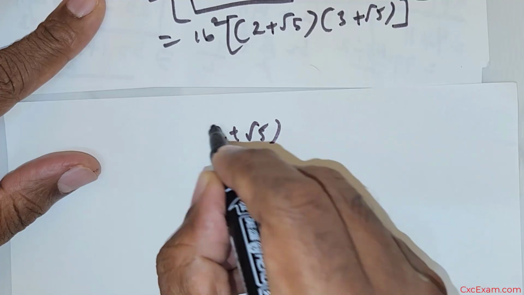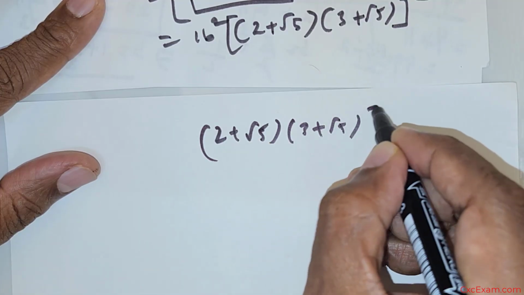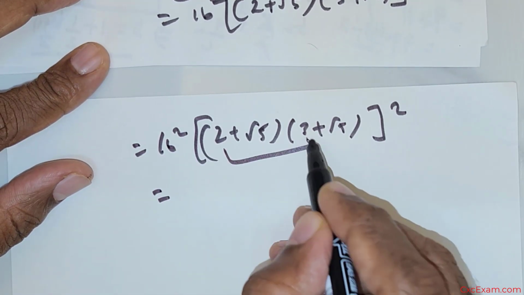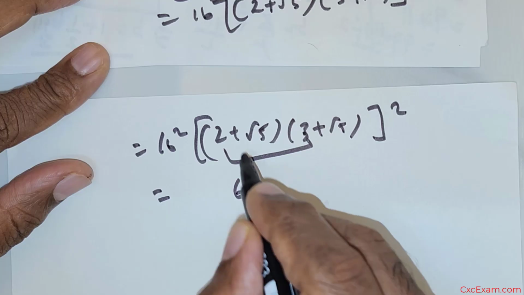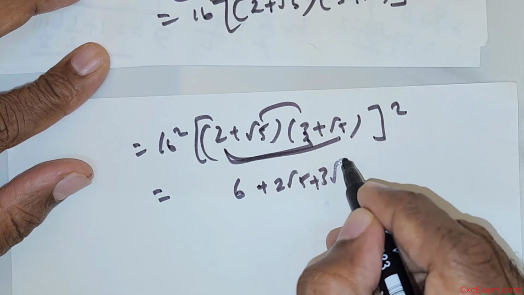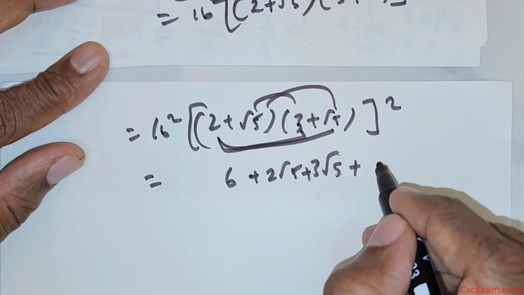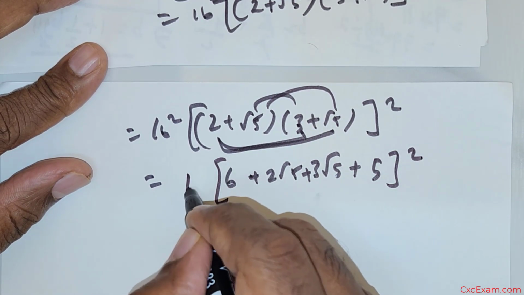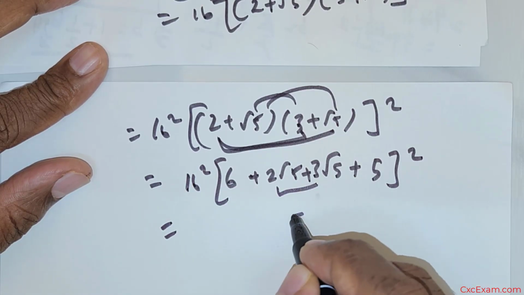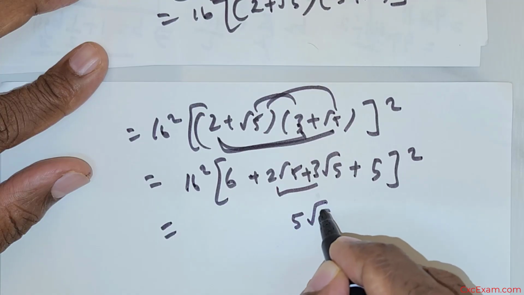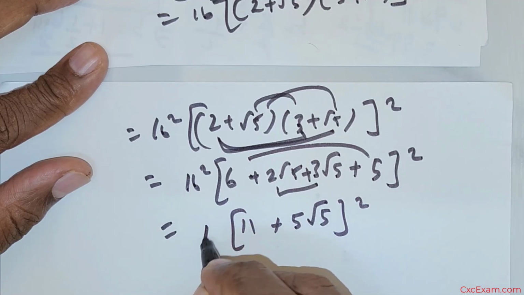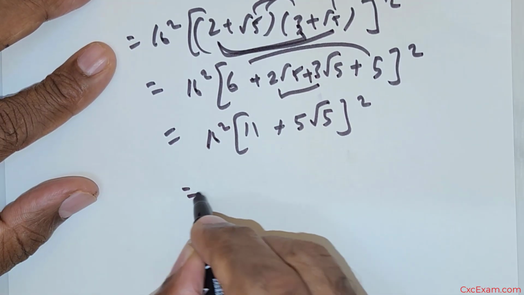We have 2 plus root 5 multiplied with 3 plus root 5. This is raised to the power of 2 and you have 16 squared outside. So 2 into 3 is going to be 6, and 2 into root 5, this is 2 root 5, and 3 into root 5 is 3 root 5, and root 5 into root 5 will give you 5. So these two can be added. It's going to be 5 times root 5. 6 and 5 can be added, that's 11. This is raised to the power of 2 and 16 squared is here.